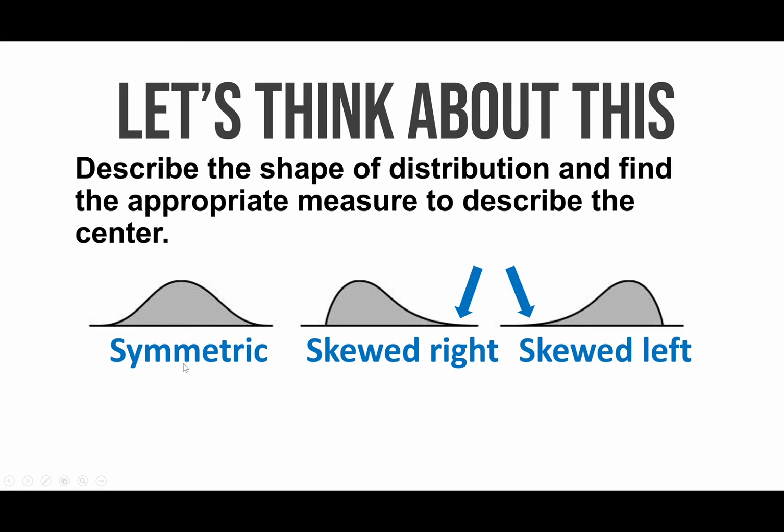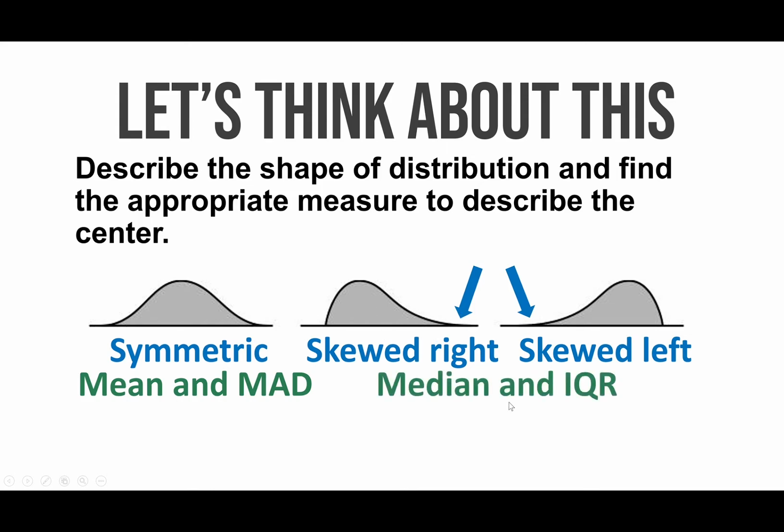What kind of appropriate measures do we use to describe the centers? Well, you see how everything's nice on the left and on the right. So if that's the case, we would use mean and MAD, mean absolute deviation, to describe this right here. For these two right here, you would use median and IQR. So one more time, if the data is symmetrical, you can use mean and MAD. If the data is skewed to the right or skewed to the left, you use median and IQR.